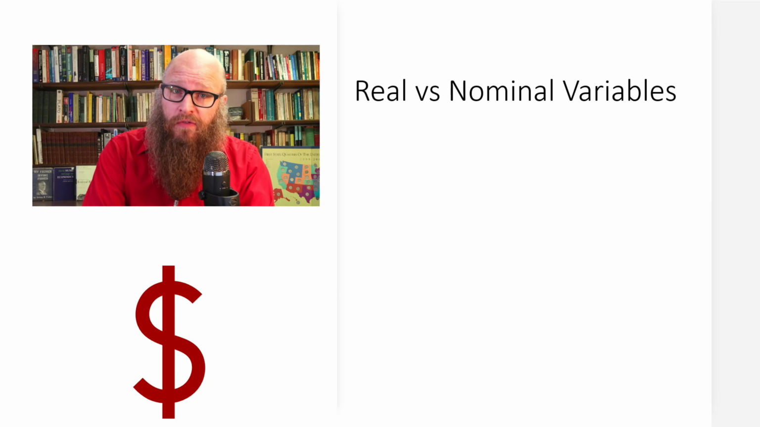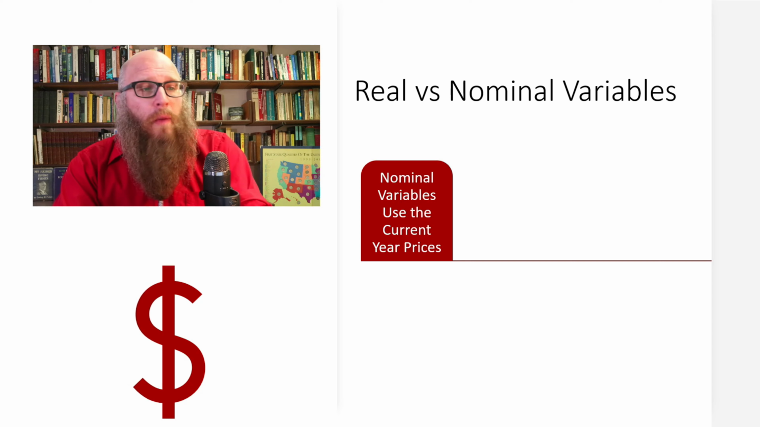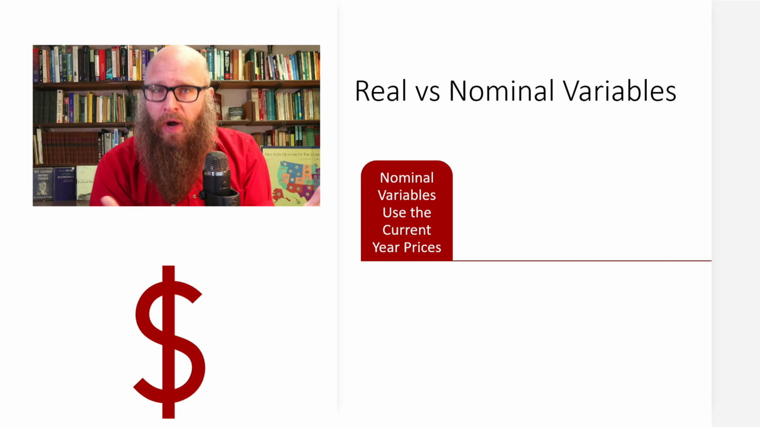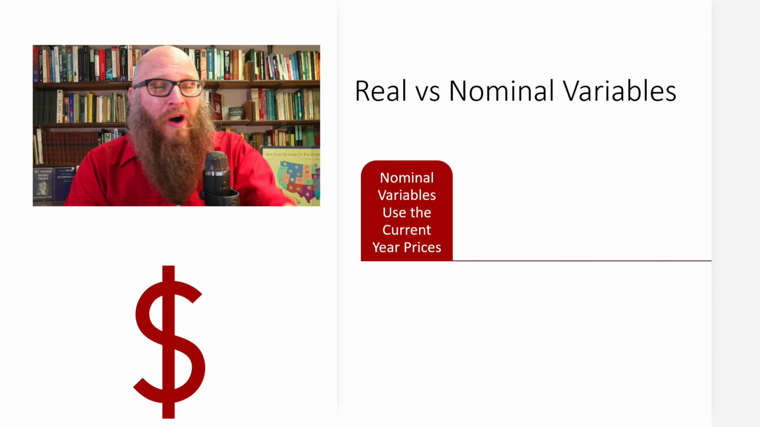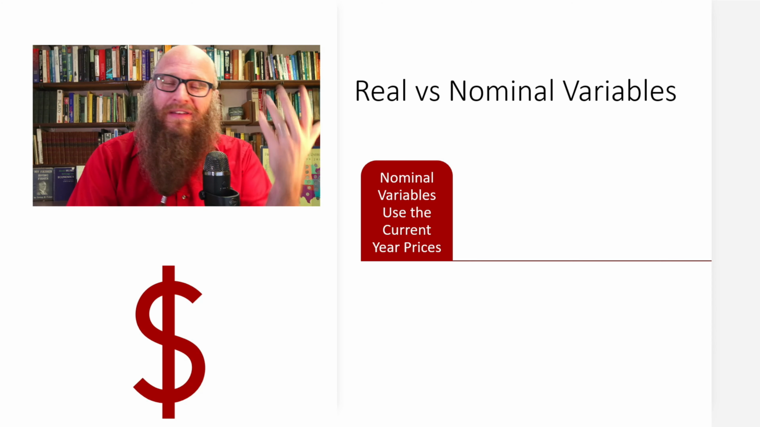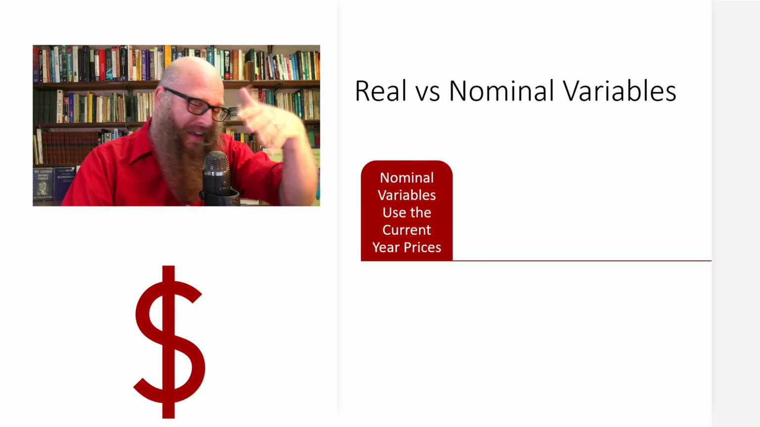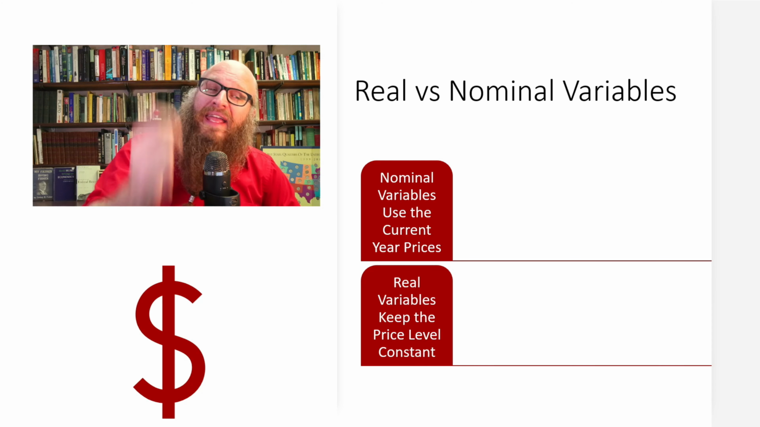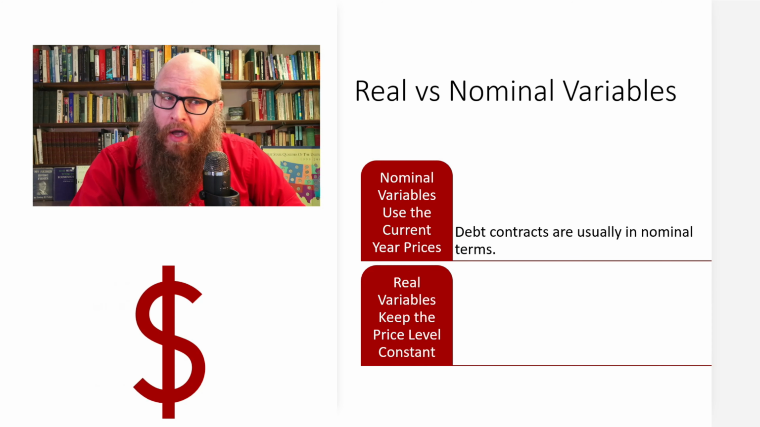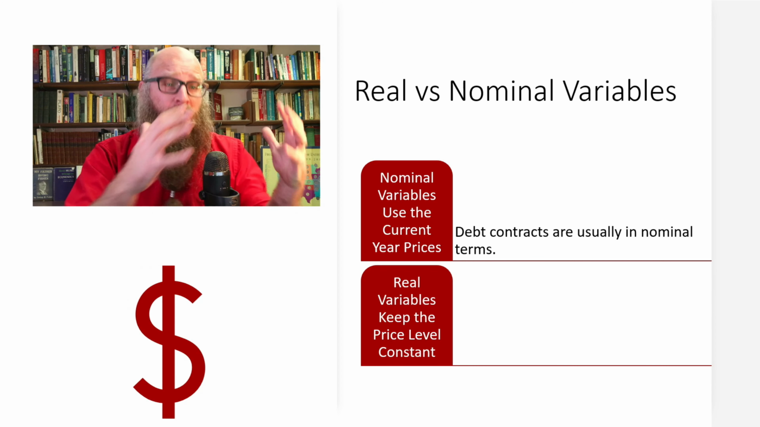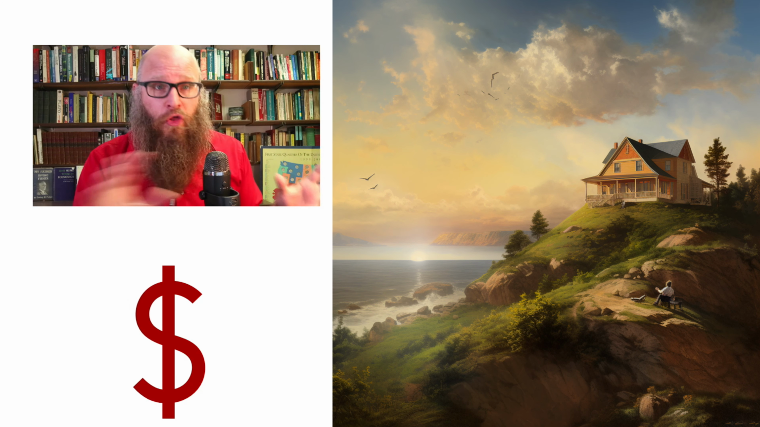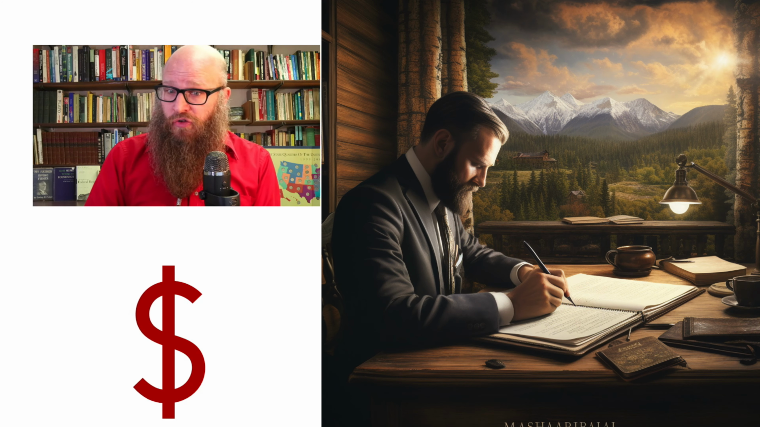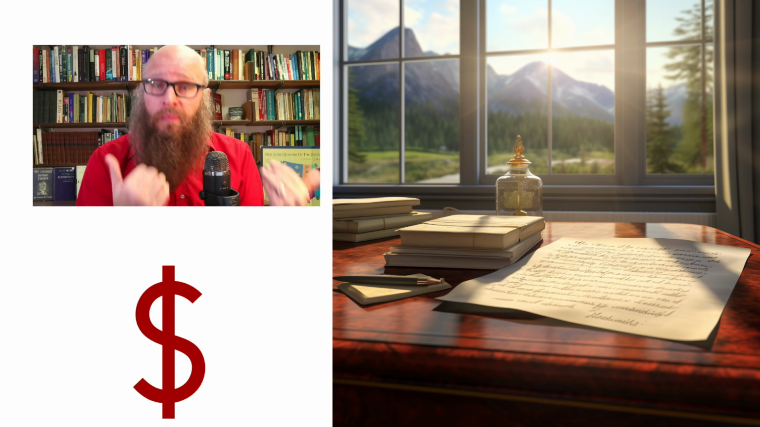The last thing I want to do in this video is discuss how to calculate real versus nominal variables. We use nominal variables for current year prices, so we use today's dollars to navigate today's world. If you go to Walmart, you can't tell them, hey, I want to pay for this in 1982 dollars. You've got to use current money for that. Real variables keep the price level constant over time. Some examples of nominal variables are debt contracts, which generally are simply in nominal terms. If you buy a house with a 30-year mortgage, the entire 30-year duration of the mortgage is going to use the numbers from the original contract.